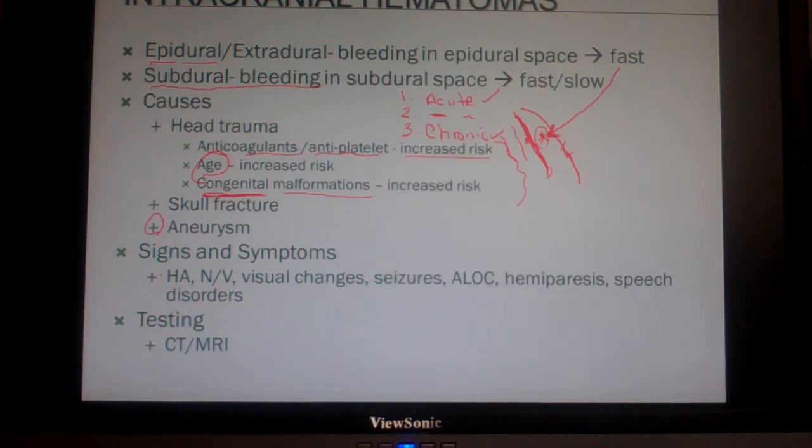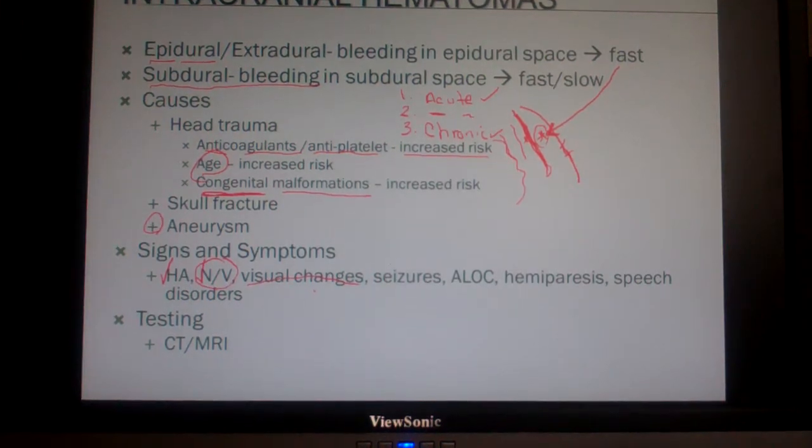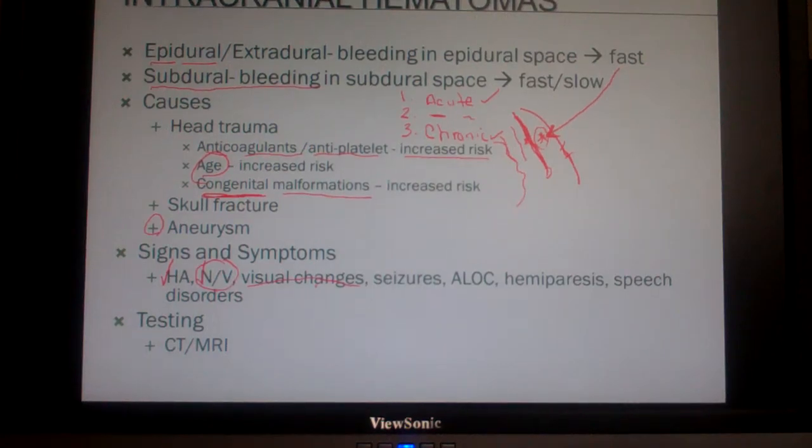Signs and symptoms. Headache, that's not new. That's kind of what this module is about. And nausea and vomiting, sure. Again, it's not listed on every single slide, but you can kind of throw nausea and vomiting in everything. Visual changes, if you are bleeding inside your brain, sure, you're causing pressure inside your brain. That could certainly cause visual changes. Again, I don't know that that's necessarily unique to a hematoma either, right? You're bleeding inside your brain.